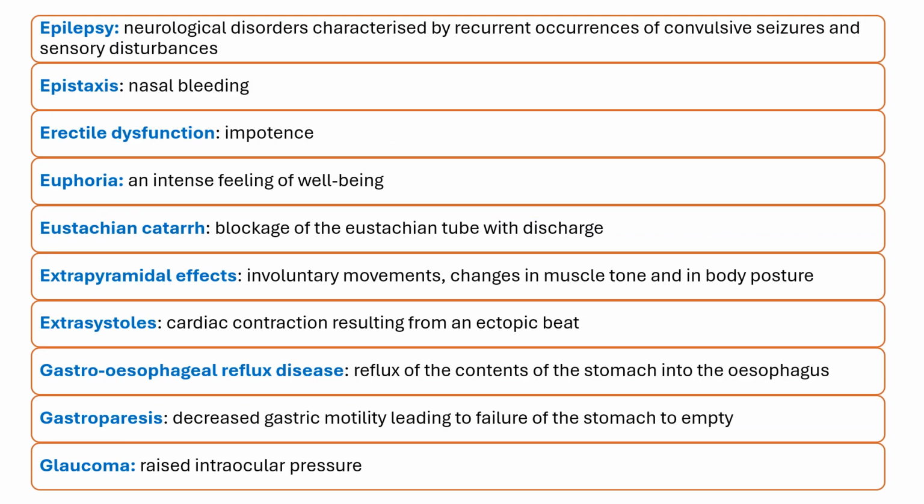Epilepsy means neurological disorders characterized by recurrent occurrences of convulsive seizures and sensory disturbances. Epistaxis means nasal bleeding. Erectile dysfunction means impotence. Euphoria is an intense feeling of well being. Eustachian catarrh, it's a blockage of the eustachian tube with discharge. Extrapyramidal effects means involuntary movements, changes in muscle tone, and in body posture. It is one of the main side effects associated with first generation antipsychotics. Then extrasystoles means cardiac contraction resulting from an ectopic beat.